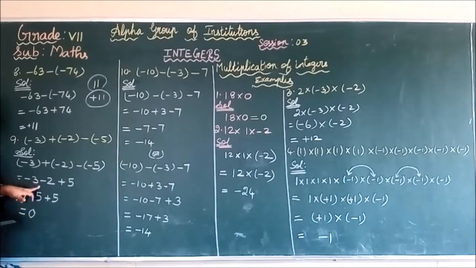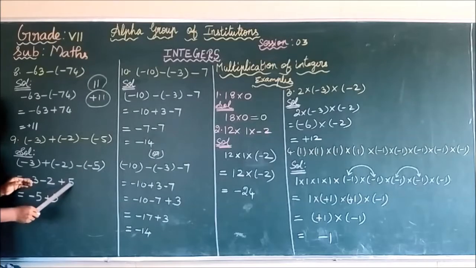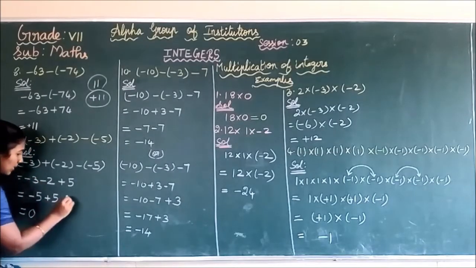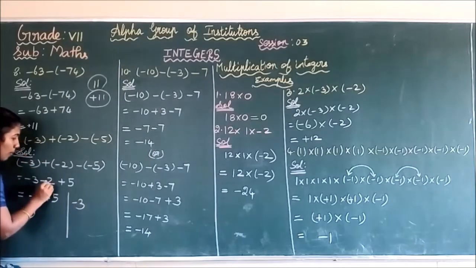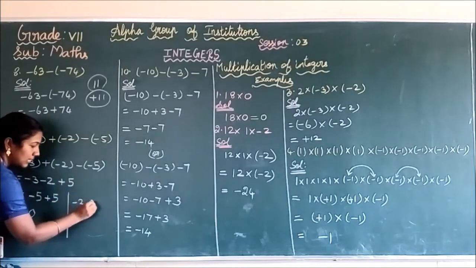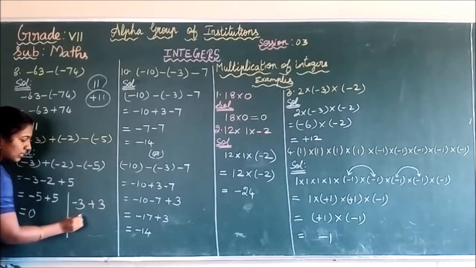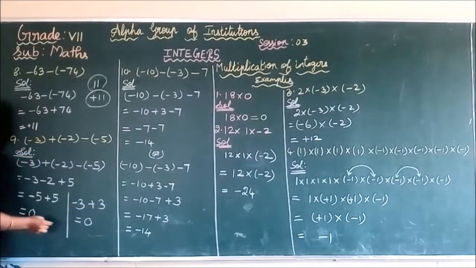You can also do this sum in another method. How is it? You have to keep the minus 3 as it is. Minus 2 plus 5. The given two integers are in different symbols. So you have to subtract the smaller number from the bigger number. So subtract the 2 from 5. What is the answer? 5 minus 2, you get 3. And what is the symbol for 3? Plus. Thus, by keeping the minus 3 as it is, minus 2 plus 5, the answer is plus 3. Thus minus 3 plus 3, you get the same answer. Okay. Whatever method you follow, you get the same answer only.